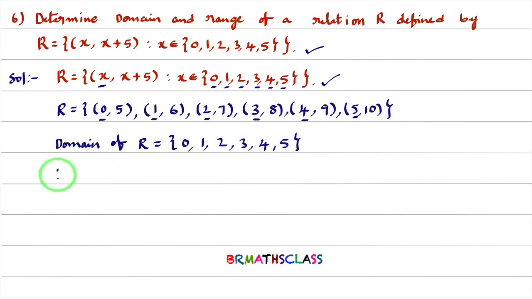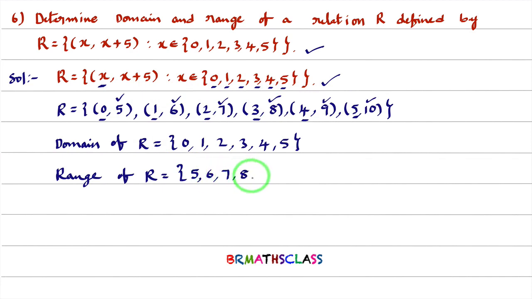Now I'll write the range of the relation R. What is the range definition? The set of all second elements of ordered pairs. You observe what the second elements are: 5, 6, 7, 8, 9, 10. These are the second elements of ordered pairs. So I'll write those: 5, 6, 7, 8, 9, 10. These are all the second elements of ordered pairs in this relation. So I calculated the domain and range of the relation. I hope you understand this class.